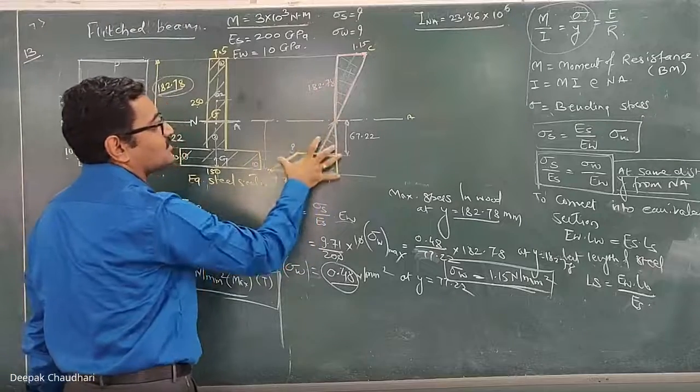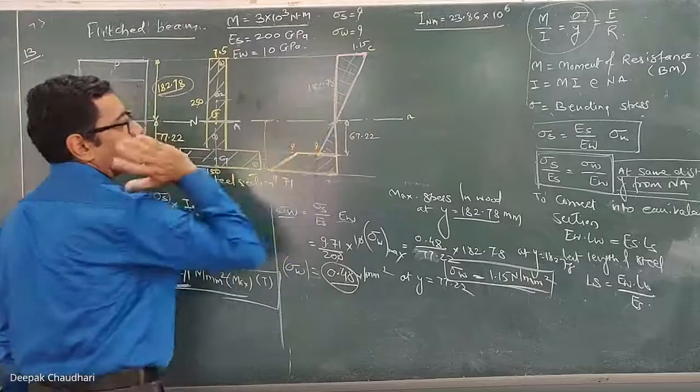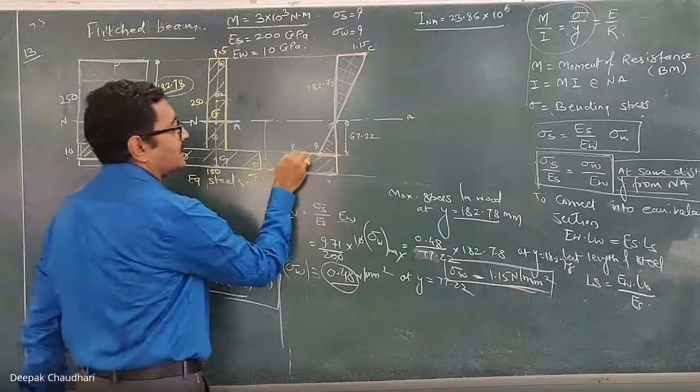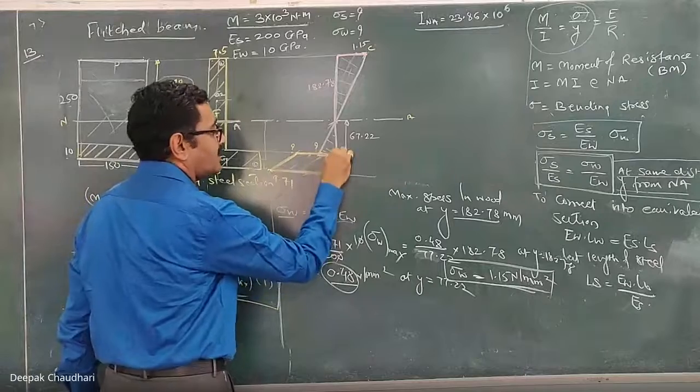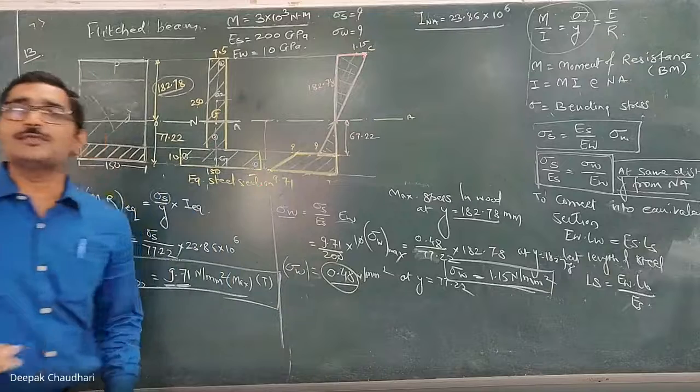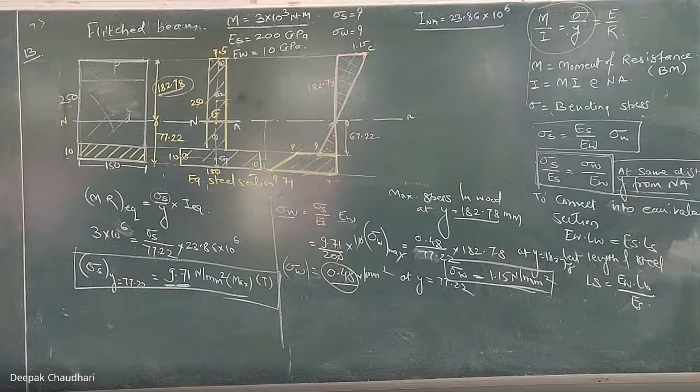You can draw the stress distribution diagram for the wood as well as for the steel. The stress distribution diagram shown by the yellow chalk is for steel, and the pink chalk I used for the wood. Got it?